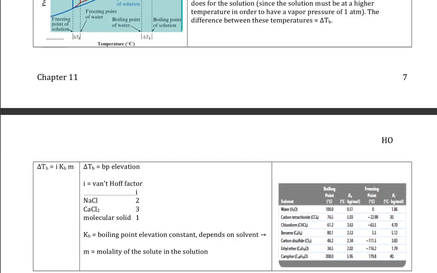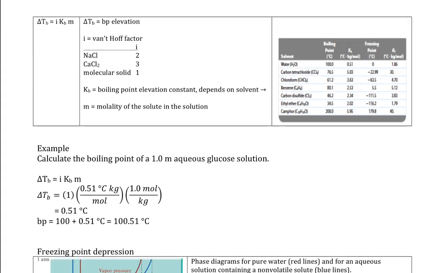And a value for delta T sub B is given by this boiling point elevation equation. Delta T sub B, which describes how much it goes up by, is equal to i times K sub B times m. So delta T sub B is the boiling point elevation. i is a factor called the van't Hoff factor. It's unitless, and what it has to do with is, in a mole of solute, how many moles does it break down to? So in 1 mole of NaCl, we have 2 moles of particles.